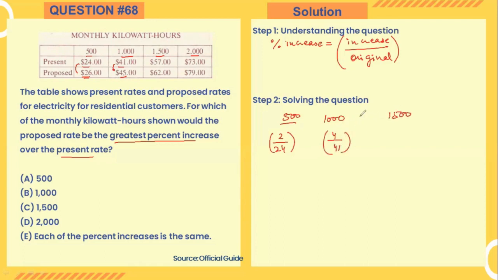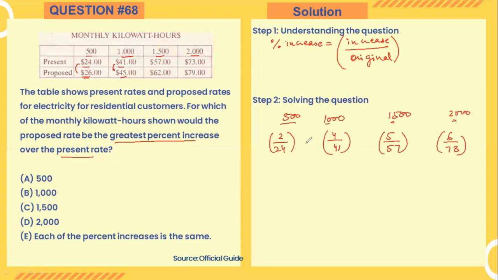Third, for 1500, the increase is in this particular column. The increase is $5 divided by 57, right? And the last is for 2000 kilowatt hours, the increase came out to be 6 divided by 73. Now we need to calculate, and we have to calculate within 2 minutes, right?